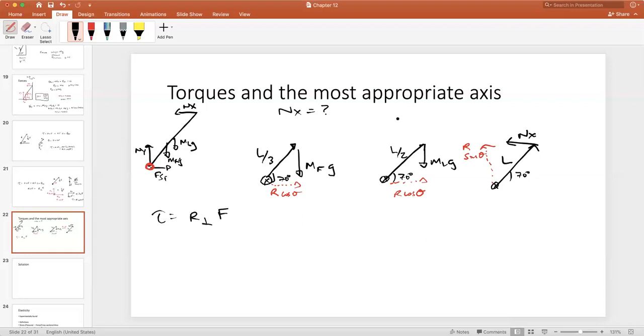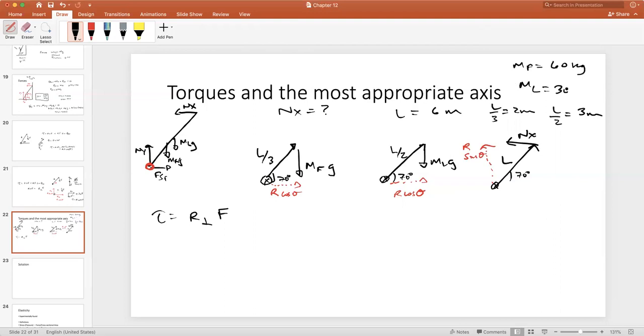Lastly, remember that L was 6 meters. So L to the third is 2 meters, and L to the half is 3 meters. And M of my firefighter was 60 kilograms, and M of my ladder was 30.